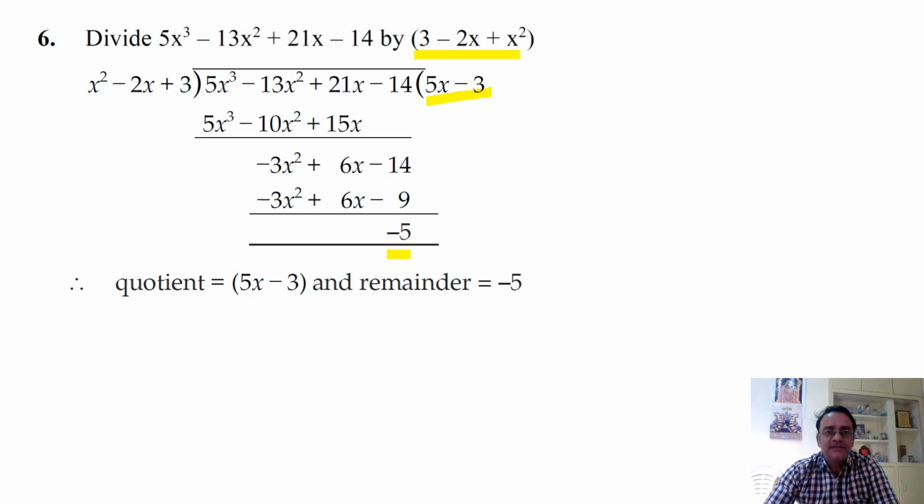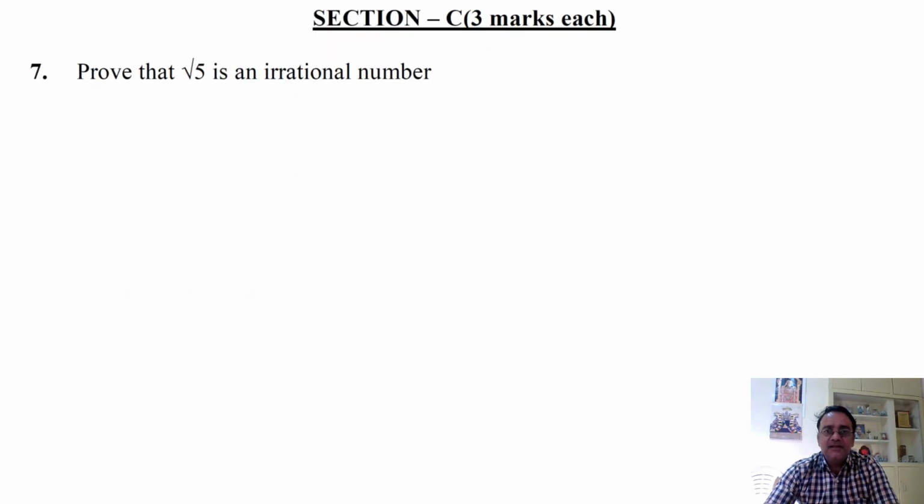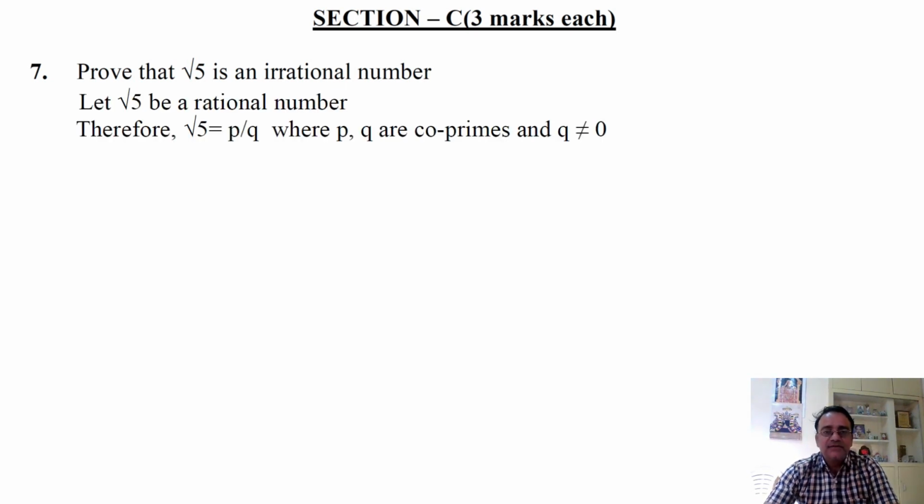Now we'll move towards number 7. Prove that root 5 is an irrational number. So we will use the contradiction method. Let root 5 be a rational number, such that root 5 is equal to p by q, where p and q are co-primes and q is not equal to 0. On squaring both sides, we get 5 q square is equal to p square. Let it be equation number 1.